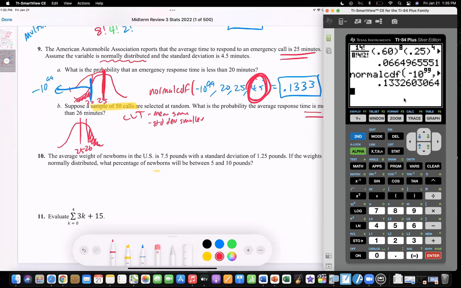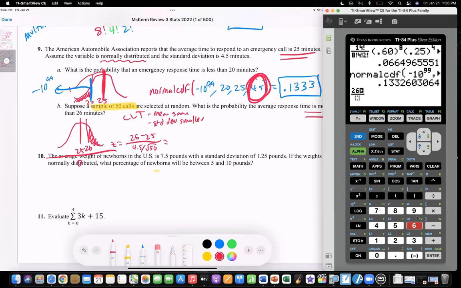Looking ahead, if I standardize this, so I make this 0 in the middle and write everything in terms of z-score, it's value minus mean. And then for the standard deviation, we use sigma, which is the 4.5, but we have to divide that by radical sample size, which is 50. So that's how I'm going to find the z-score.